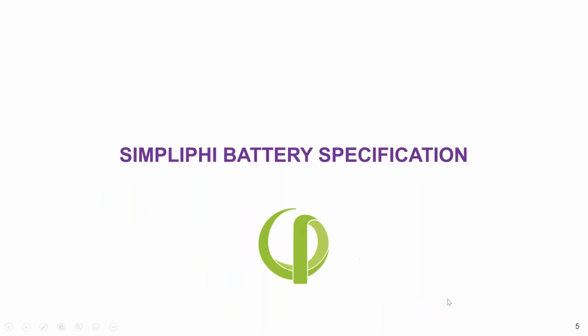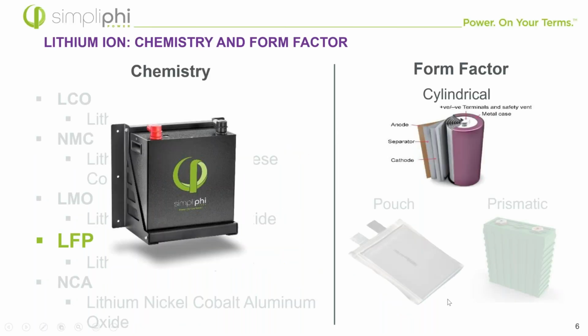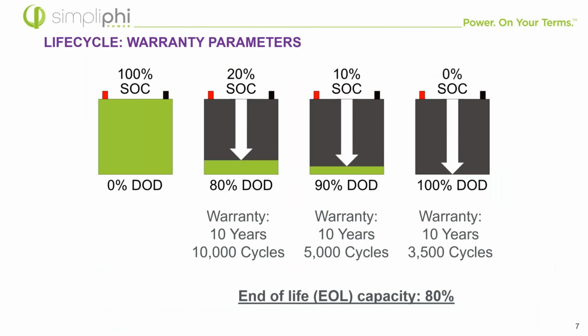So I've already given it away, but what we manufacture with is a lithium iron phosphate chemistry using a cylindrical cell form factor to build out these battery blocks. Because of this, pretty much every product within our product line has the ability to sit behind some claims and warranty parameters that we can actually stand behind.